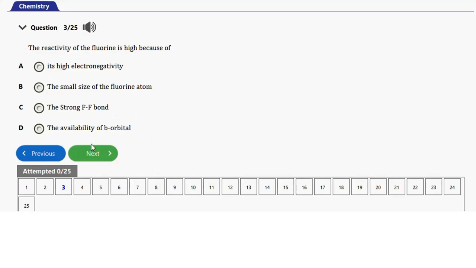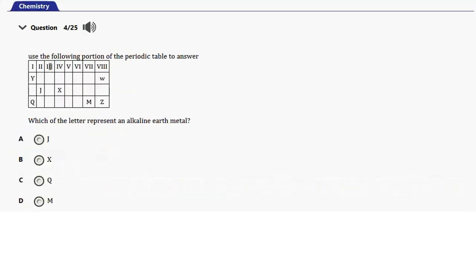The next question will be this one. It says use the following portion of the periodic table to answer this question. Which of the letters represents an alkaline earth metal? So it is the letter J, which is under group 2. Group 2 elements are known as alkaline earth metals. So the right option here is option A.